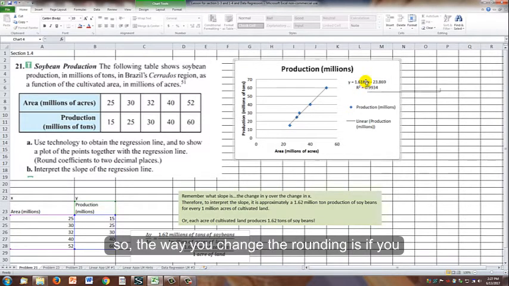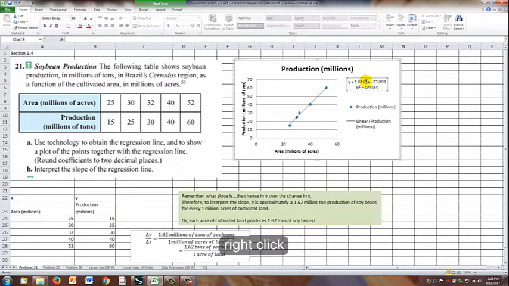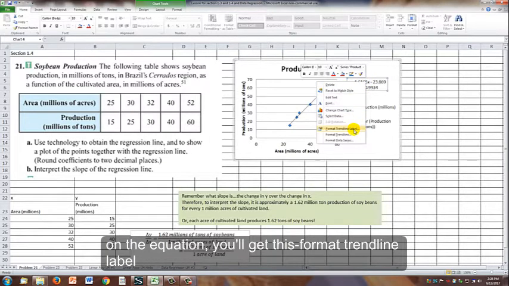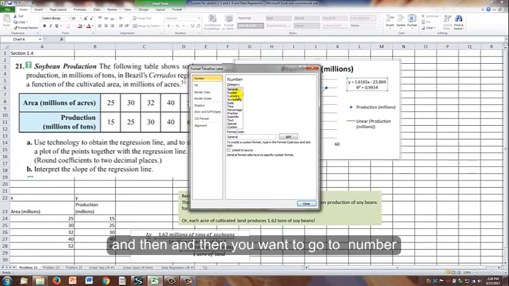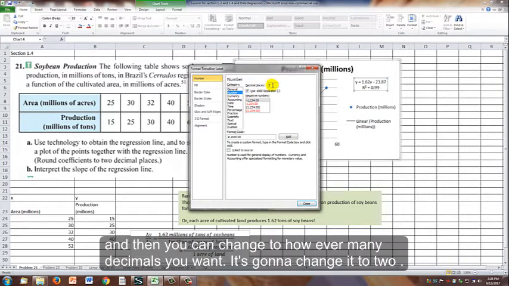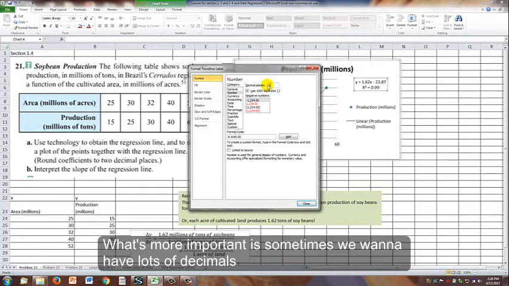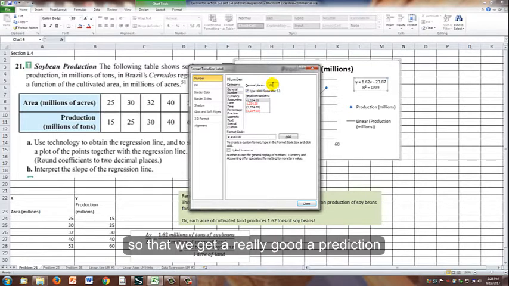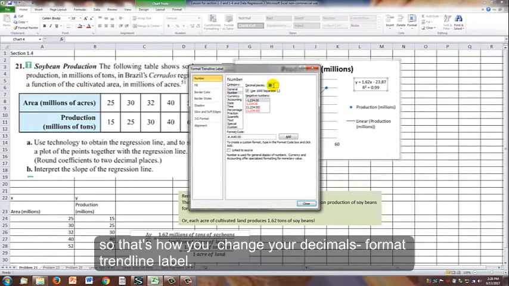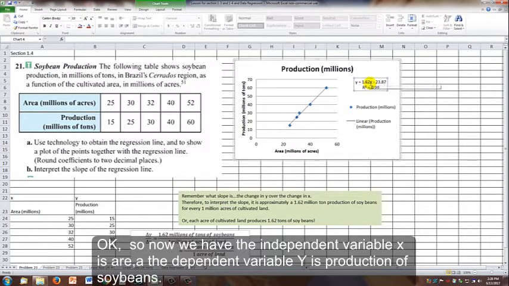So the way you change the rounding is if you right click on the equation, you'll get this Format Trendline Label, and then you want to go to Number, and then you can change to however many decimals you want. It's going to change it to 2. What's more important is sometimes we want to have lots of decimals so that we get a really good prediction. So that's how you change your decimals. Format Trendline Label. Okay, so now we have the independent variable x is area, the dependent variable y is production of soybeans.